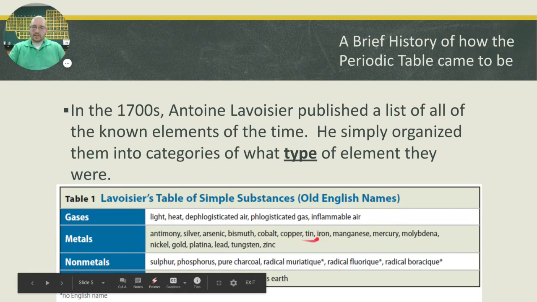Some of these names you would recognize because they're things that have been around for centuries. We've known about iron and copper and zinc and all these for quite a long time. Some of these don't have English names, so I don't know what they are in reference to. But this was Lavoisier's list.